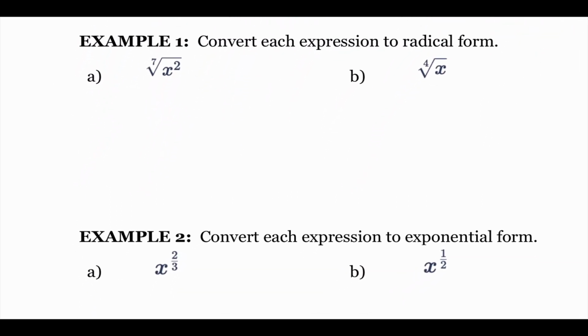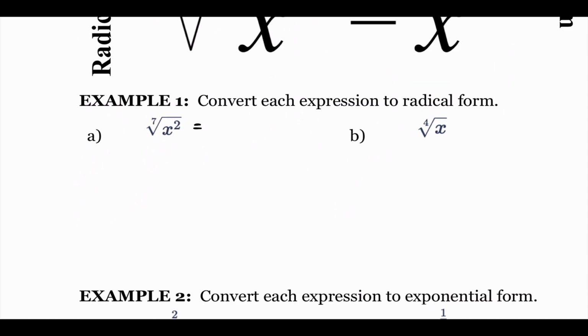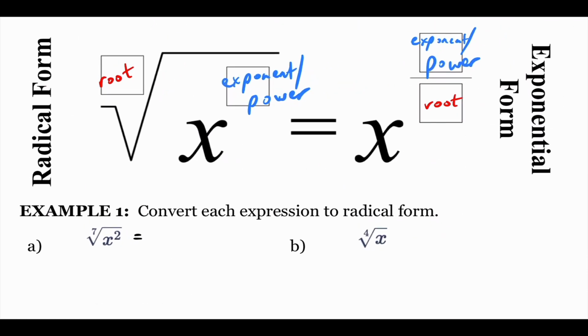The first step they want you to do is just convert it, change it. Convert means change. It doesn't mean do anything to it, it's just change it. So change those from roots and powers to one power. Power goes on top. So what power does this guy have? 2, right? It has a 2 power. What is the root? 7. So 2/7 power is the same thing as the 7th root of x squared. They're exactly the same thing. Nothing different.